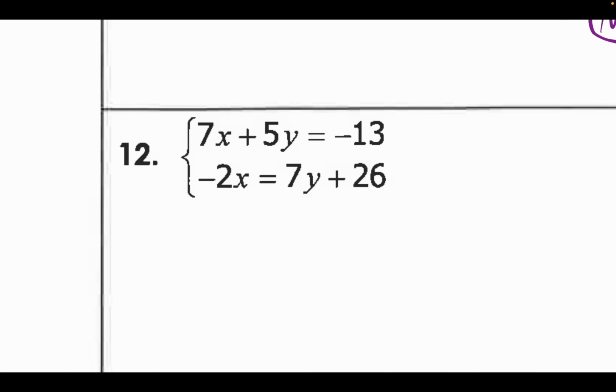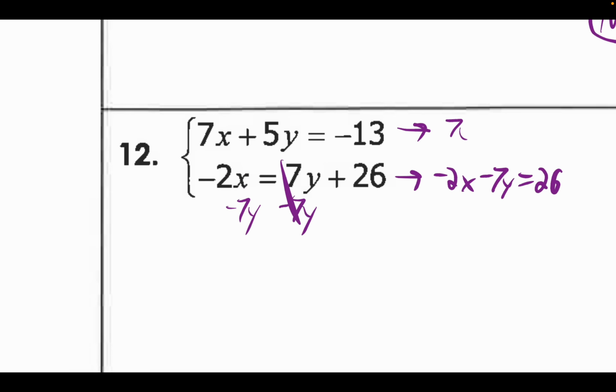We again need to rearrange because x is in order, but the y in the top equation is in the right spot. The one in the bottom equation needs to move over here. We do that. We move 7y by subtracting 7y since it's currently positive. And so the bottom equation gives us negative 2x minus 7y equals 26, and the top equation can just stay the same. That's 7x plus 5y equals negative 13.